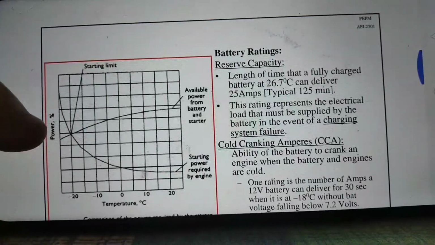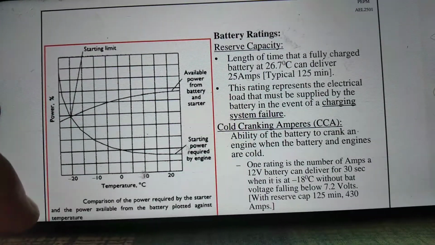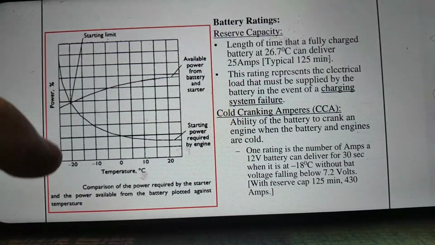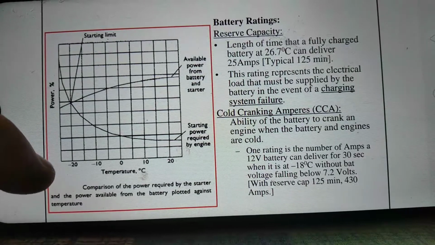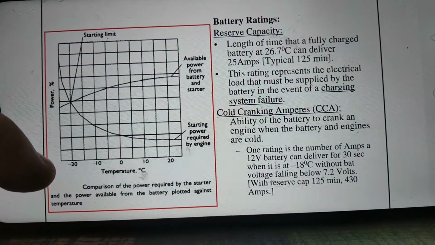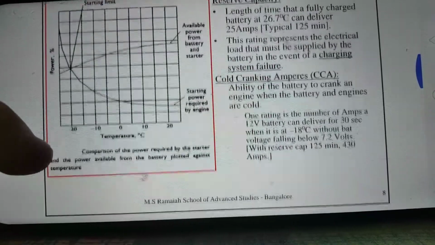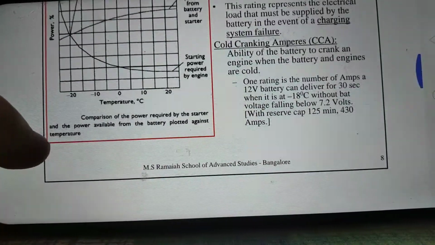Now, what are the ratings of batteries? Reserve capacity: the length of time a fully charged battery at 26.7 degrees centigrade can deliver 25 amperes. This rating represents the electrical load that must be supplied by the battery in the event of failure of the charging system.